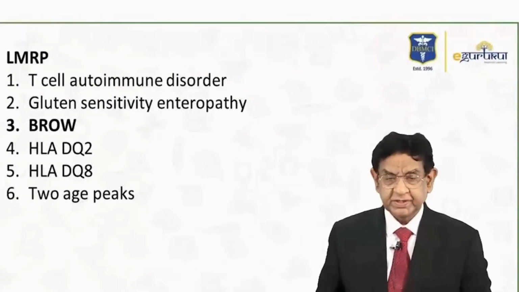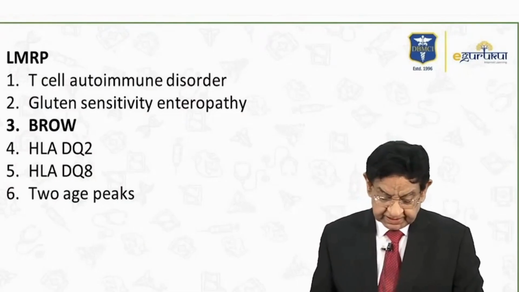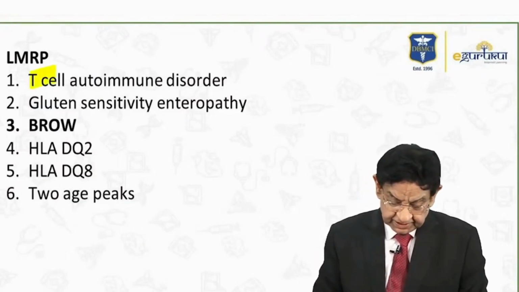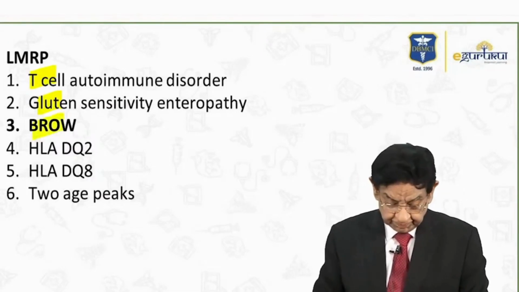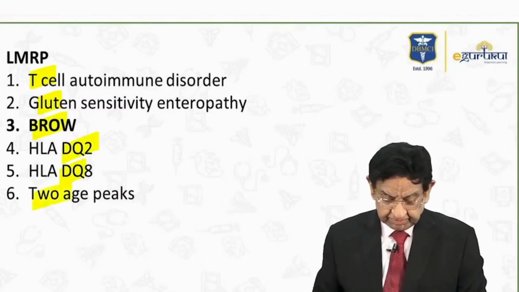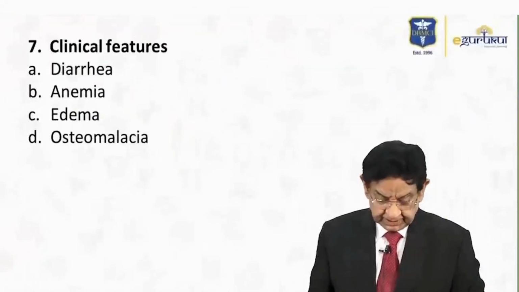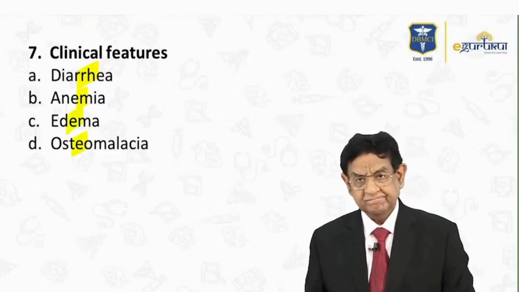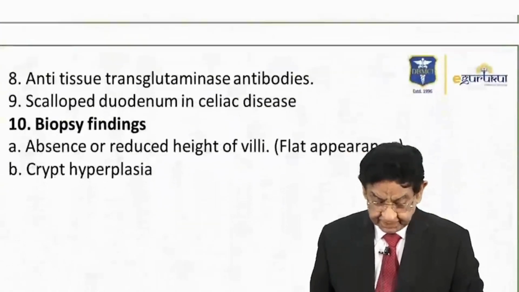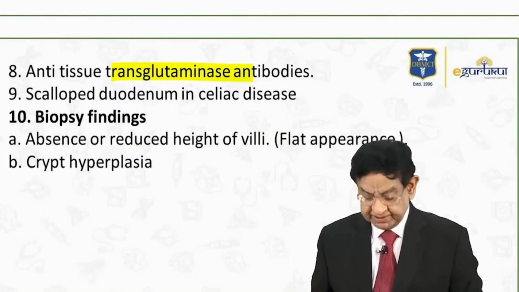Iron, folic acid, etc., which are deficient, we have to give as supplementation, right? So a quick recap of the last minute revision points. T cell mediated disease, gluten sensitivity enteropathy, BRO, HLA-DQ2 and 8, bimodal presentation, diarrhea, anemia, edema, osteomalacia, anti-TTG antibodies, IgA or IgG.